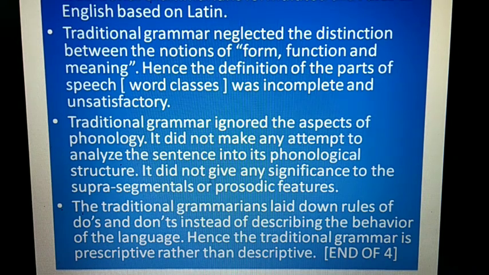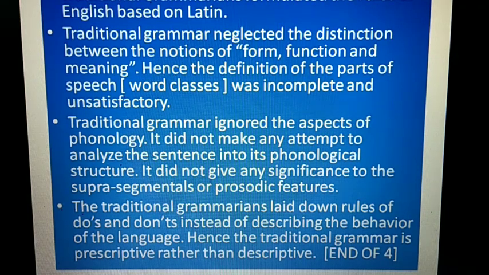Now, another very important aspect is the phonology aspect of language. I'm reading: traditional grammar ignored the aspects of phonology. It did not make any attempt to analyze the sentence into phonological structure. It did not give any significance to the suprasegmental or prosodic features. Suprasegmental features or prosodic features are known as secondary phonemes, like stress, intonation, juncture, rhythm, all that.